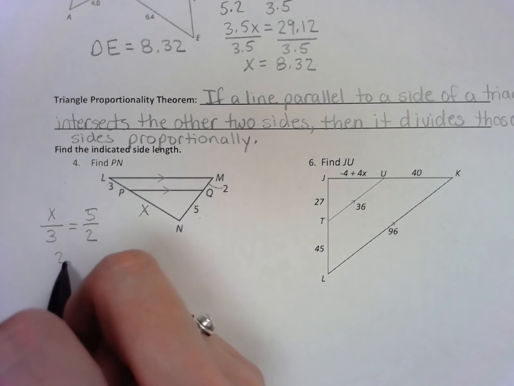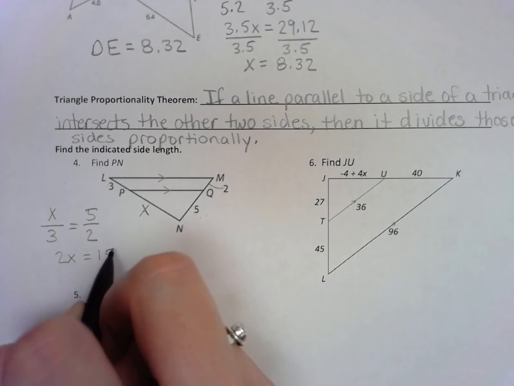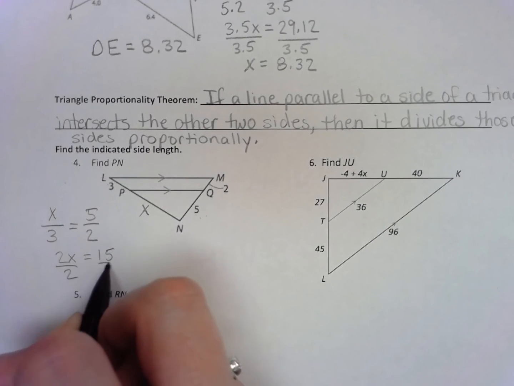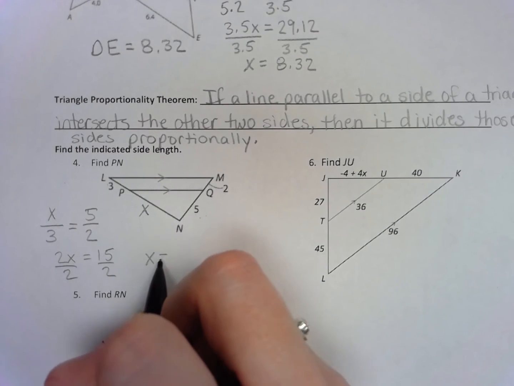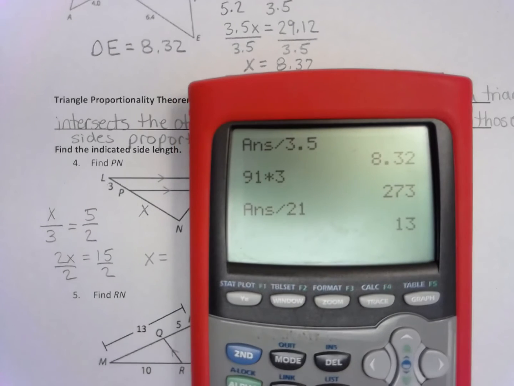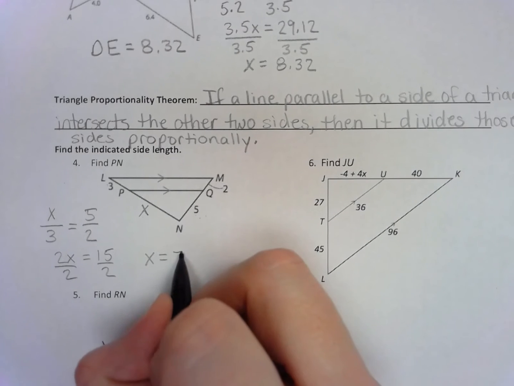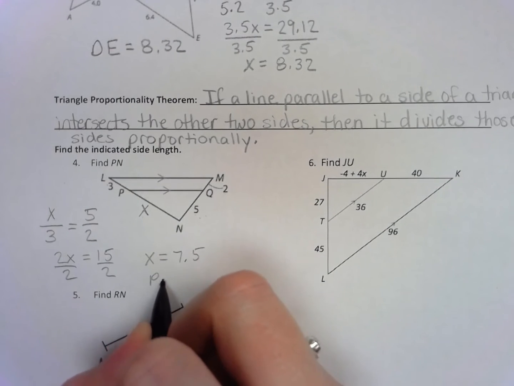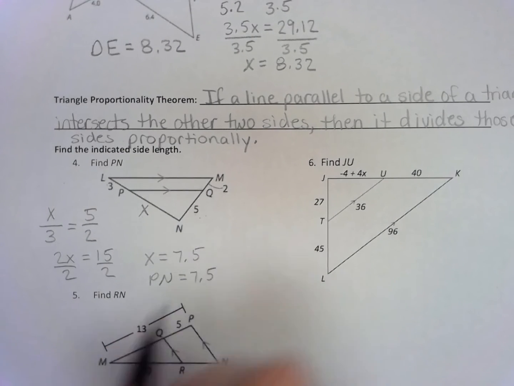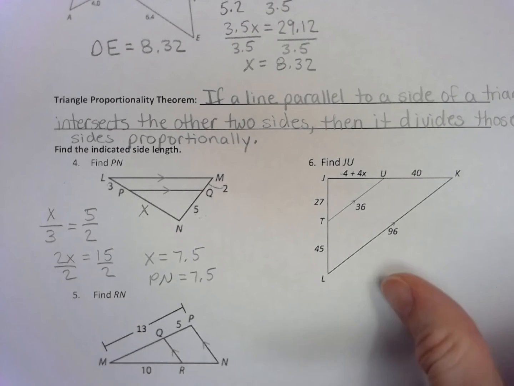Cross multiply, so we get 2x equals 15. When you divide by 2, we solve for that missing piece. So 15 divided by 2 gives us 7.5. So we were asked to find PN, and that is 7.5. Let's look at number 5.